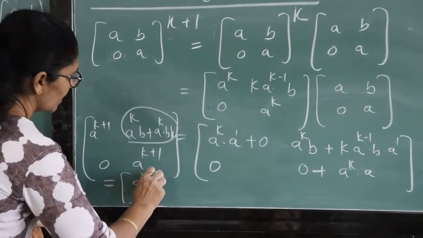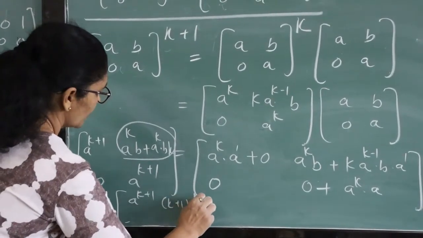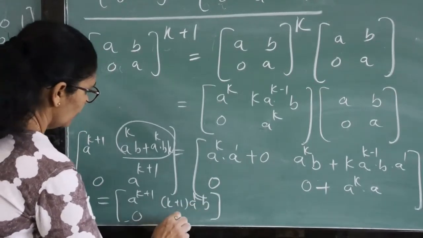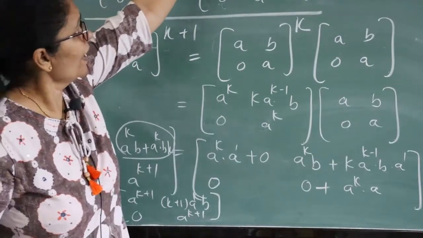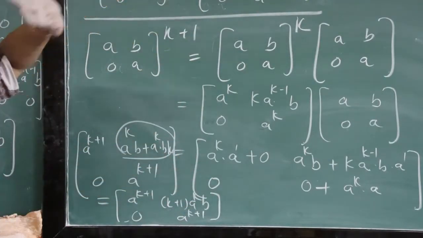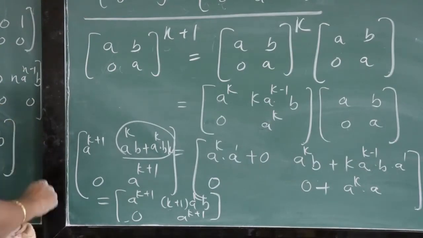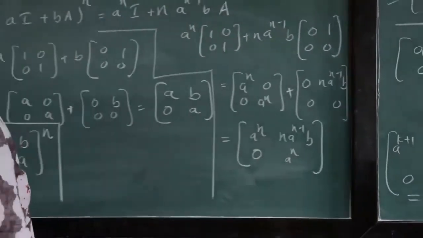A raised to k plus 1 into A raised to k into B, 0 and A raised to k plus 1. Now you check wherever you have n, we are getting k plus 1 in our answer. So by that we prove this by principle of mathematical induction. One more time we discuss it.